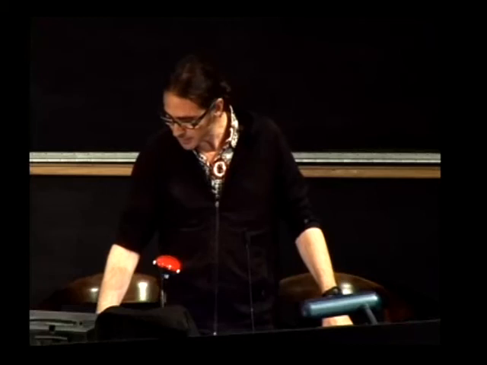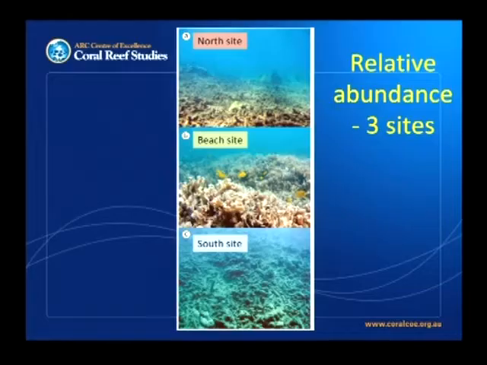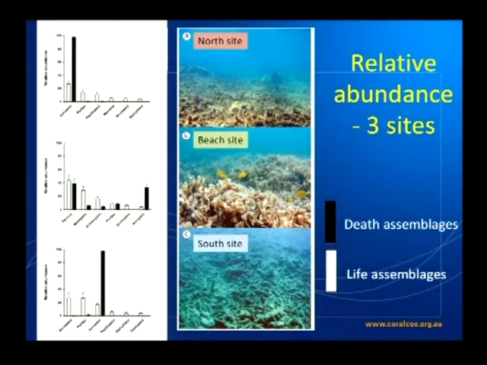And what I'm going to do is look at relative abundance of coral genera from three sites on Pelorus Island, a north site, a beach site, and a south site. The north and south sites looked like the top and the bottom photos, with lots of dead Acropora rubble. The beach site has a high cover of living Pavona. But you can compare the surveys of the modern corals and the dead corals that are adjacent to it. We call those death assemblages.